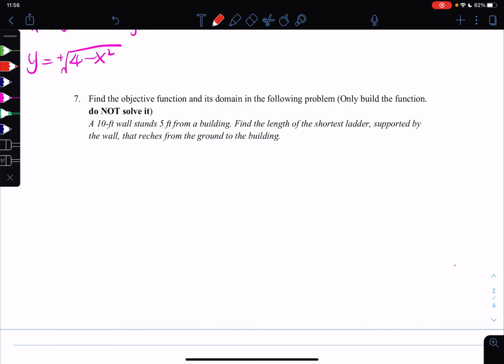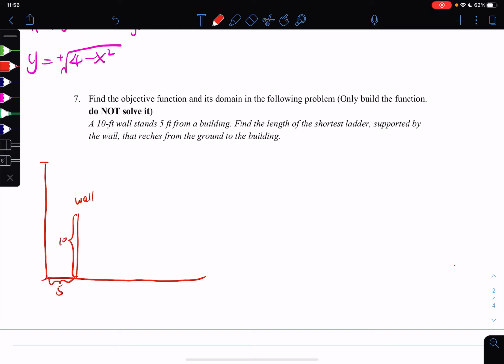So what we have here is a 10 feet wall, which is standing 5 feet away from another building. So this is my wall, which is 10 feet, and it's 5 feet away from my building. So what I want to do is put a ladder on top of it. So this is my ladder. And what I want to do is find the size of my ladder here.